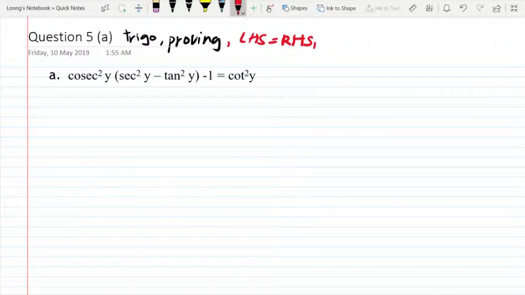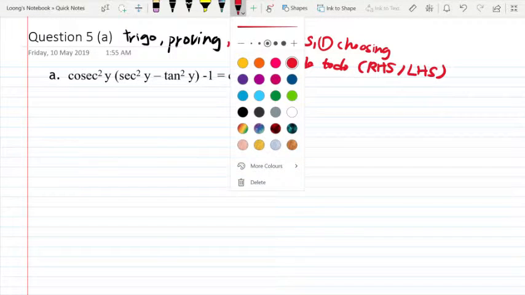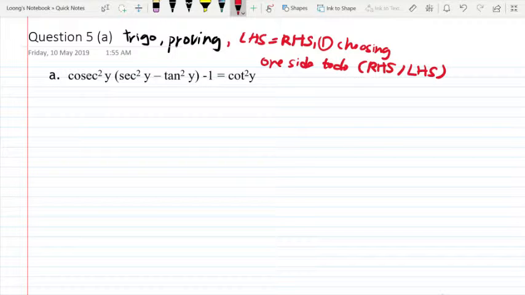And usually it could be done by choosing one side to work on. It could be the right hand side or the left hand side. So to start off, for proving questions, you usually choose the more complex side to solve the problem.